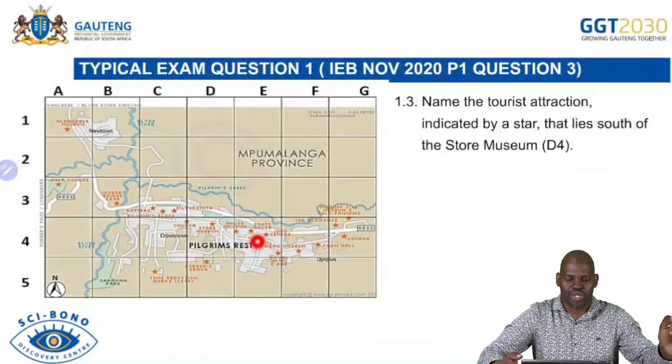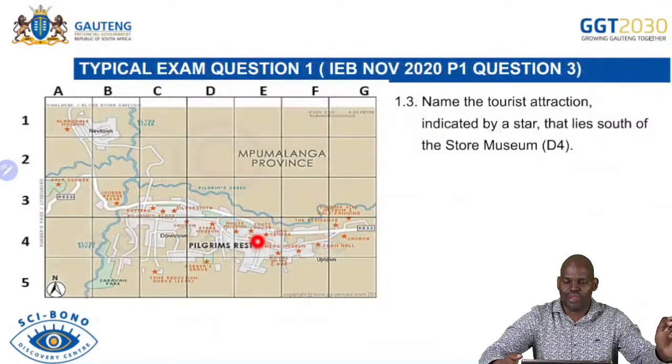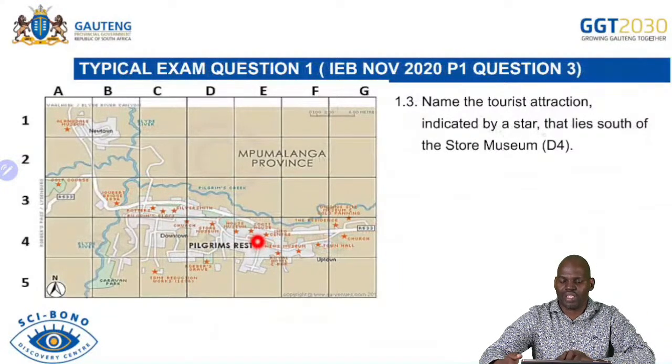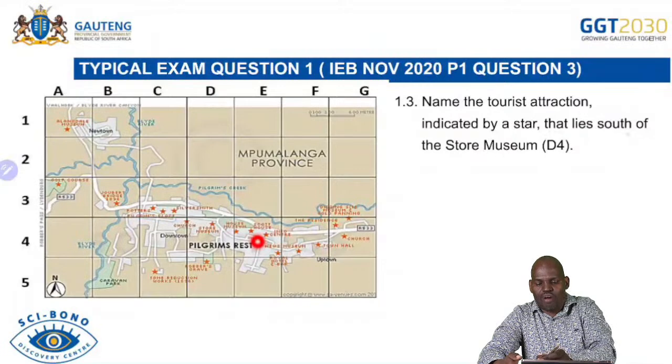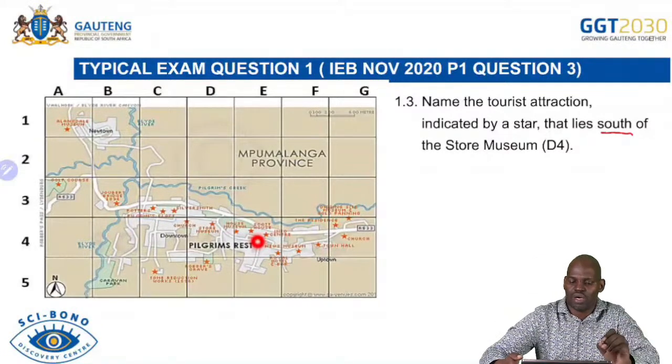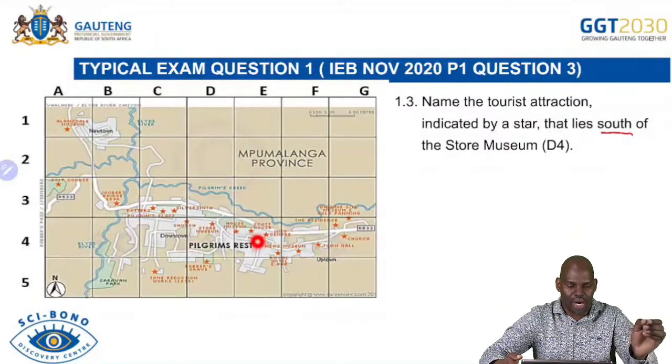Right, then the next question, 1.3: name the tourist attraction indicated by a star that lies south of the Stowe Museum. South of the Stowe Museum. Now, what does this mean? We have to look for our compass.